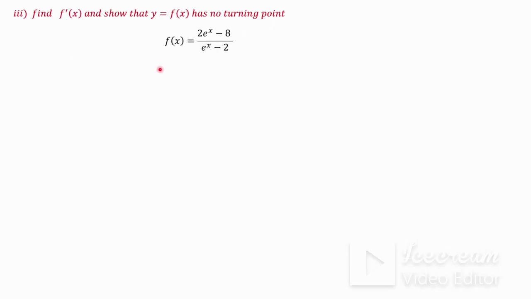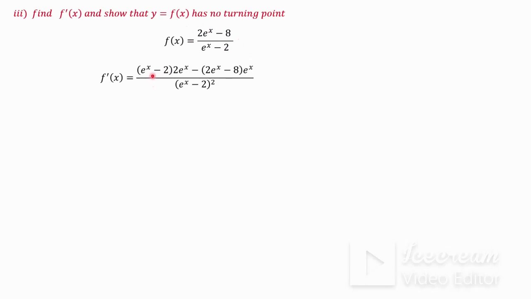Now, for Roman 3, you are being asked to find f prime of x and show that y equals f of x has no turning point. Let us first of all get f prime of x. We know that our function f of x is equal to (exponential of x minus 8) divided by (exponential of x minus 2). In order to differentiate this, we use the quotient rule. So f prime of x will simply be equal to (v u prime minus u v prime) divided by v squared, where v is what's in the denominator and u is what's in the numerator.